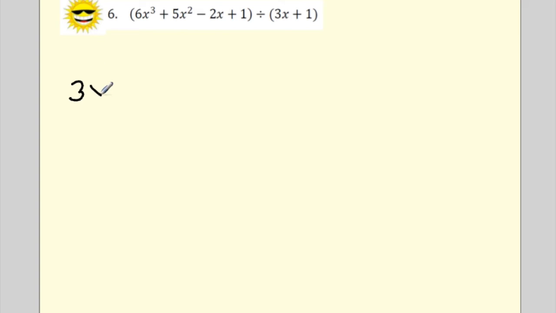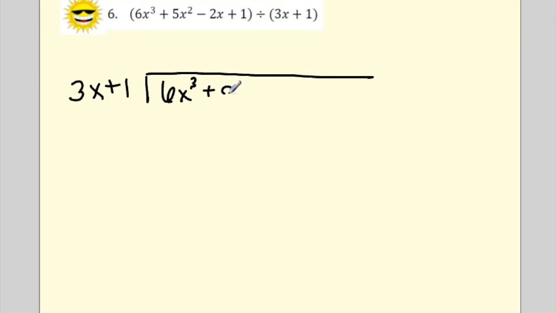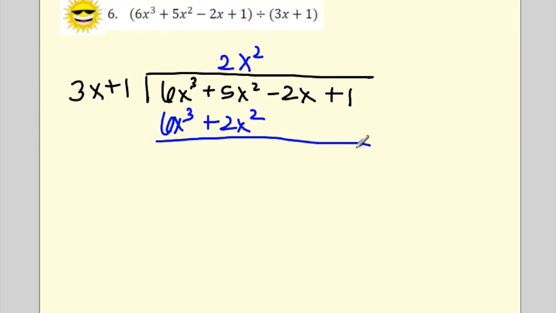We have 3x plus 1, and then underneath we have 6x to the third plus 5x squared minus 2x plus 1. No values were missing, so that's good. Now I just continue on. 3x times what gives you 6x to the third? Well, 3 times 2 gives me 6. x times x squared gives you x to the third. So this times this gives me 6x to the third. 1 times 2x squared is 2x squared. Change the signs. This gives me 3x squared. Bring this down, negative 2x.